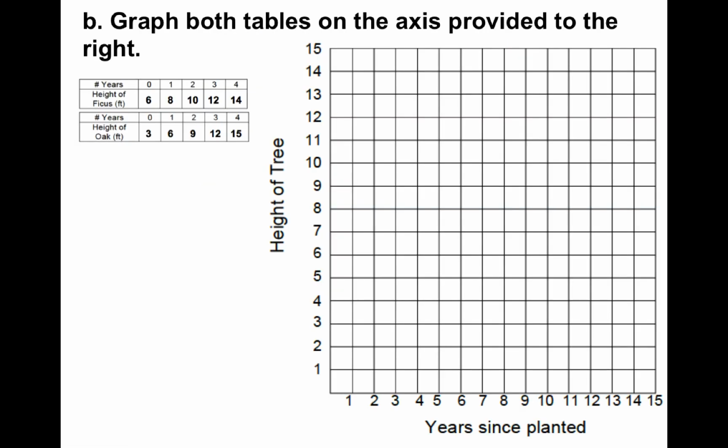Now we have to graph both of them using the table. So we have the points (0, 6), (1, 8), (2, 10), (3, 12), and (4, 14). Draw in the line. The other one: (0, 3), (1, 6), (2, 9), (3, 12), and (4, 15). Draw in that line.